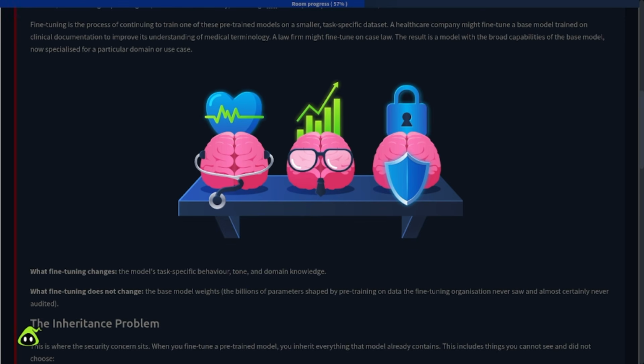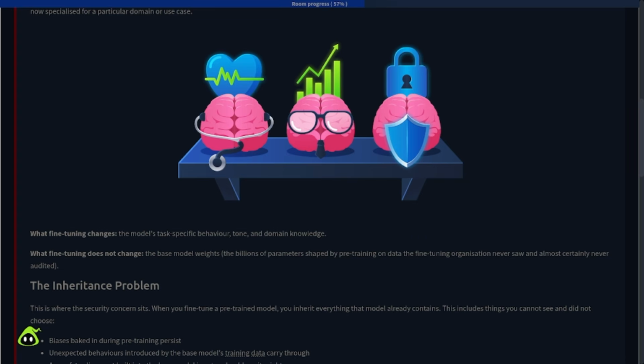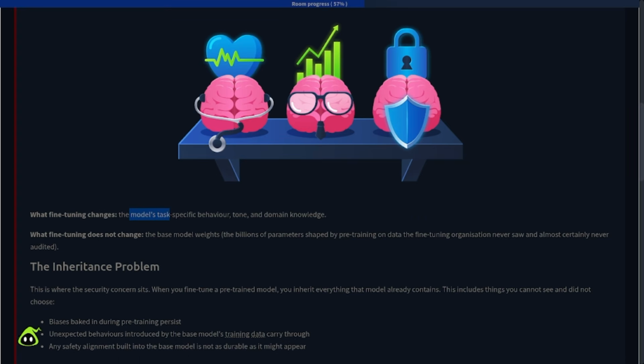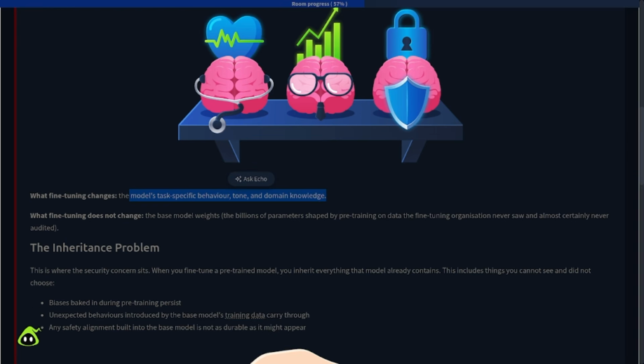And that's for fine-tuning. What does fine-tuning change? It changes the model's task-specific behavior, tone, and domain knowledge. And what does fine-tuning not change? It does not change the base model weights, the billions of parameters shaped by pre-training data that the fine-tuning organization never saw and almost certainly never audited.